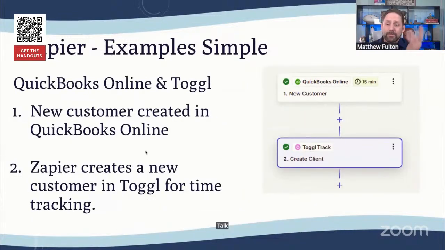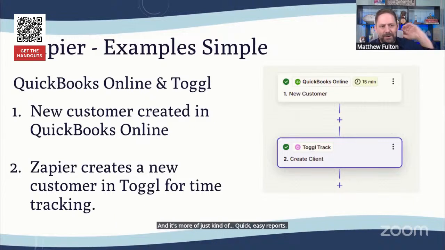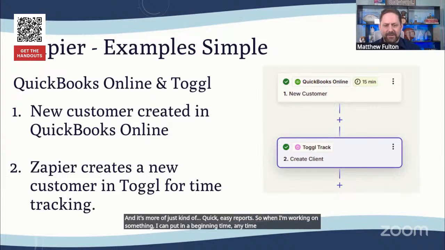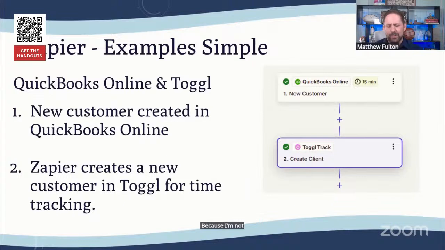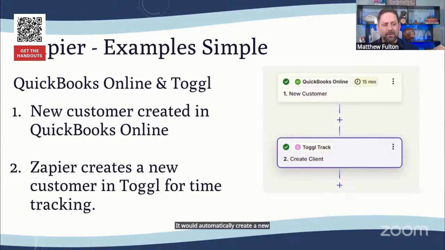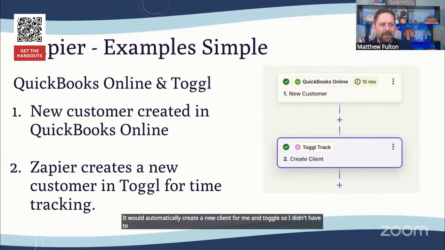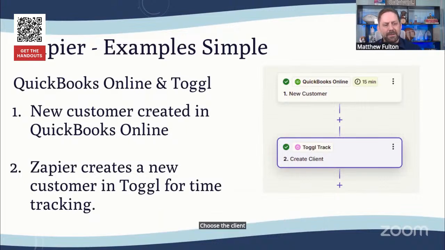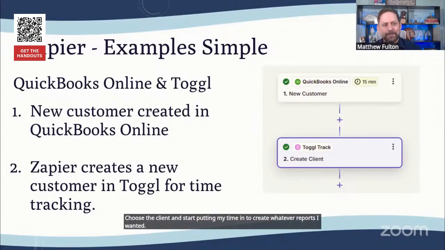And then another simple example was Toggle. For the longest time I'd used Toggle for time tracking, and it's more of just quick, easy reports. So when I'm working on something, I can put in beginning time, ending time, tag it to a customer, that kind of stuff, because I'm not using it for my actual time tracking for payroll. So what I did back in the day is I'd always have it set up that when I'd add a new customer in QuickBooks Online, it would automatically create a new client for me in Toggle, so I didn't have to set that up specifically each time. I could just log in, choose the client, and start putting my time in to create whatever reports I wanted.